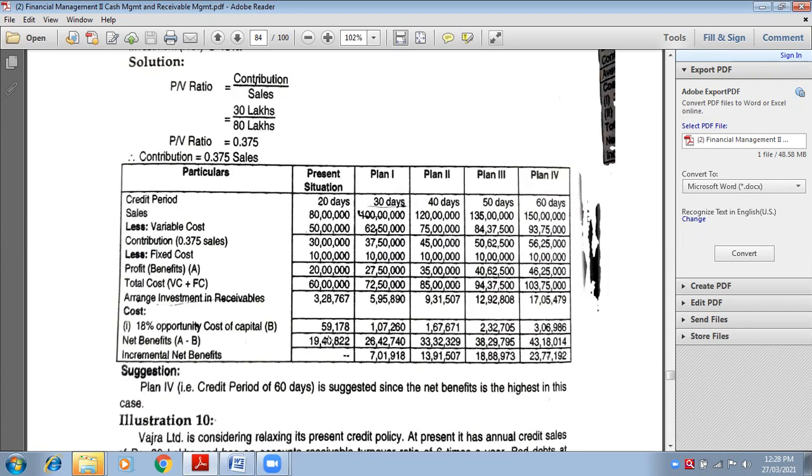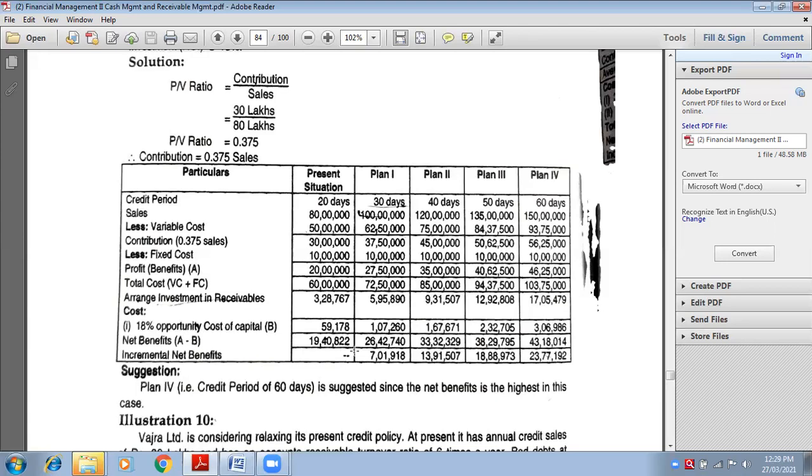Now calculate incremental net benefit. So how will you do it? Present situation with plan 1, present situation with plan 2, present situation with plan 3, and present situation with plan 4. We have to compare the net benefits of present situation with plan 1, 2, 3, 4. So 19 lakhs 40,822, the benefit of present situation, will be deducted from plan 1 benefit, that is 26 lakhs 42,740. So how much is incremental net benefit of plan 1? 7 lakhs 1,918. Is it the correct answer?